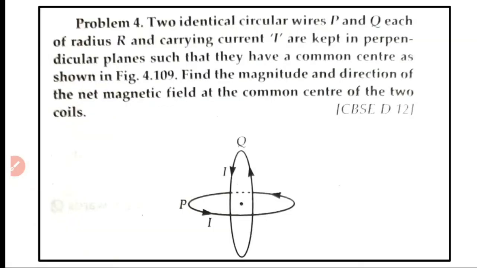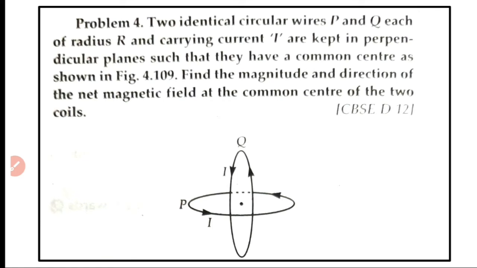Coming to the next question, two identical circular wires P and Q, each of radius R and carrying current I, are kept in perpendicular planes such that they have a common center as shown. Find the magnitude and direction of the net magnetic field at the common center of the two coils. Hope you can see from the diagram how the two coils are kept.